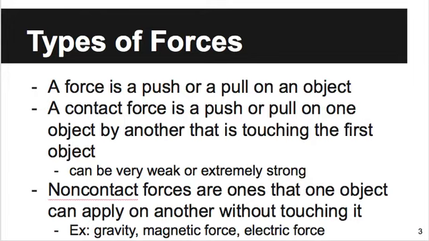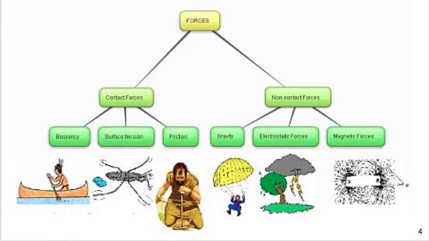Non-contact forces are ones that an object can apply to another without touching it. So we have gravity, magnetic force, electric force. Here we have a few different examples. You can see forces up top, and then it divides into two kinds of forces that we're going to be talking about: contact forces and non-contact forces. So contact forces would be buoyancy, where we have the water pushing up on the boat because it's actually touching. Surface tension, friction, again, two things that are touching. And non-contact forces, gravity, electronic forces, magnetic forces, all stuff that you can't really see, but you know is still taking effect.